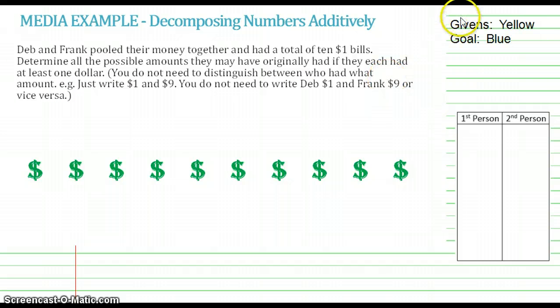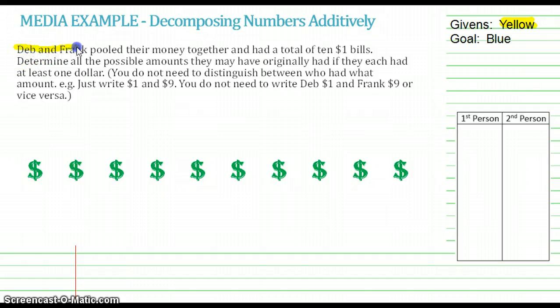So notice up in the right-hand corner, I have written givens, yellow, goals, blue. It's a good practice in mathematics problems to identify the information you're given and the goal, which is what you want to find. So let's go to our problem and see what we were given.